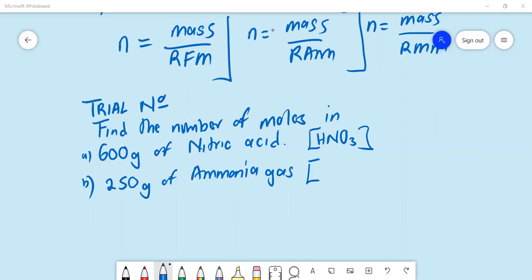NH4. NH4, that is ammonia. Ammonia is NH3. That's ammonia gas. These two things are different. When we say ammonia gas, it is NH3. Then ammonium is NH4. But you wanted ammonia gas. Yes. Then the last one, trial number.